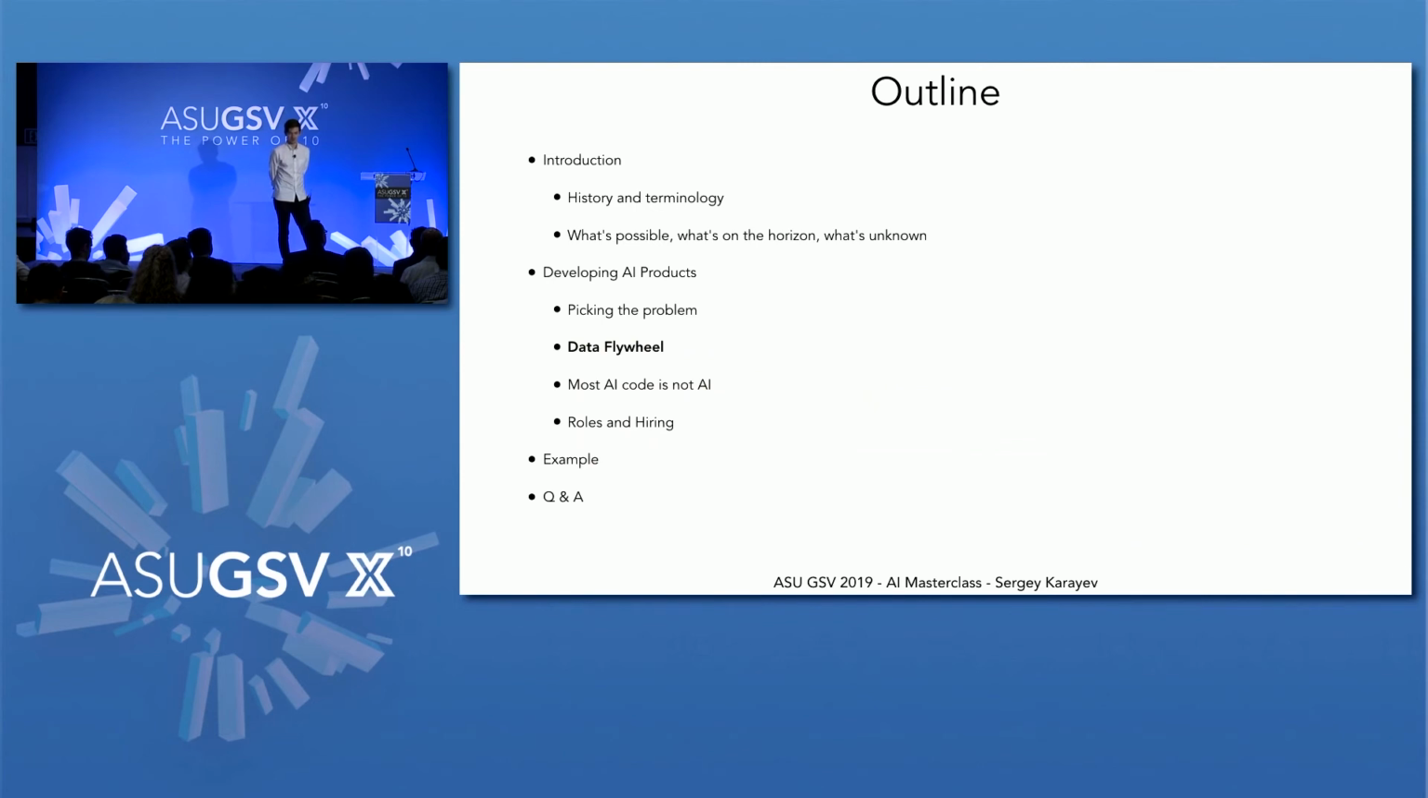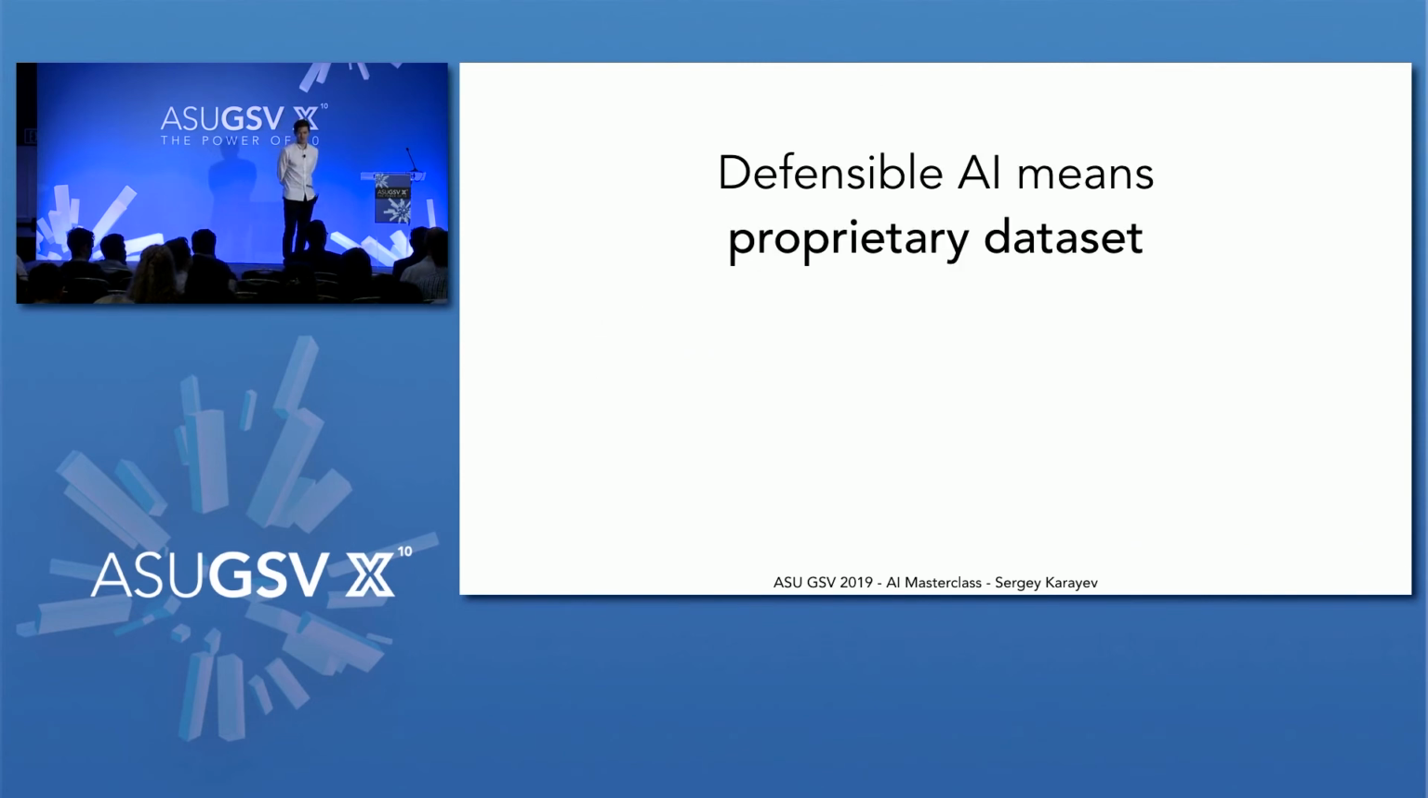So this is what I want to talk about next, the concept of the data flywheel. So defensible AI right now mostly means proprietary data set. And this is why companies like Facebook and Google open source their AI software and their AI research, like TensorFlow, PyTorch, and their academic research, because it doesn't matter if other people have access to the same tools as they do, because they don't have access to the same data as Google and Facebook do.